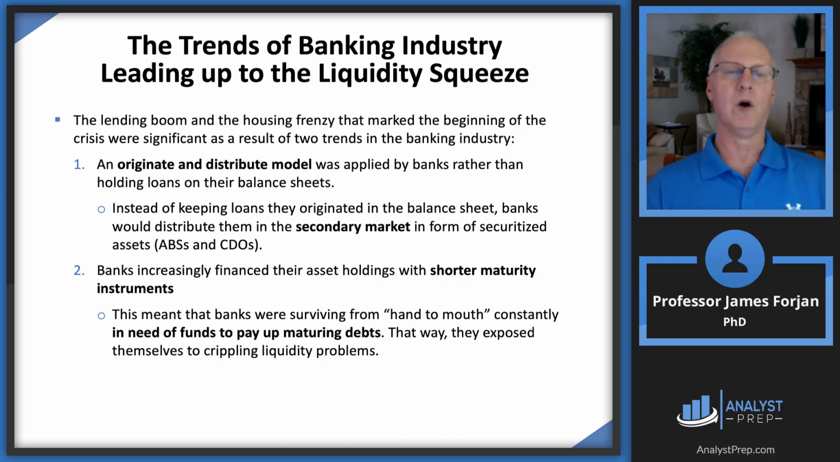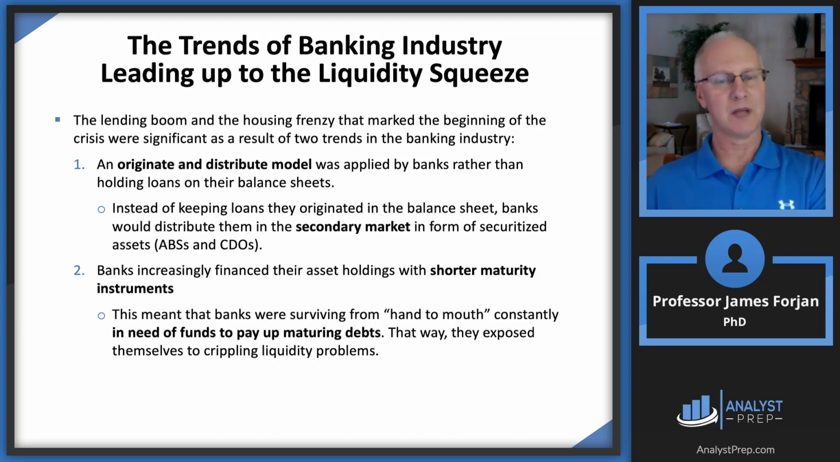So what happened was that banks realized that they could package those loans together and sell them and generate higher profits. All right, so this was a trend of originating the loans and then distributing the loans rather than holding them on their balance sheets. So then we've got this huge secondary market in the form of securitized assets, like asset-backed securities, collateralized debt obligations, and of course, mortgage-backed securities.